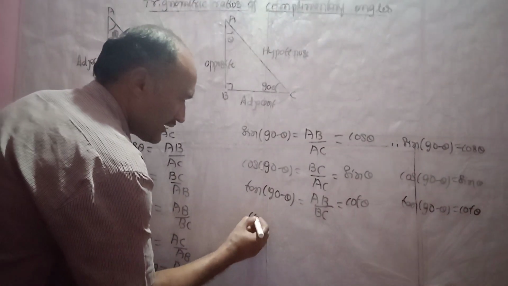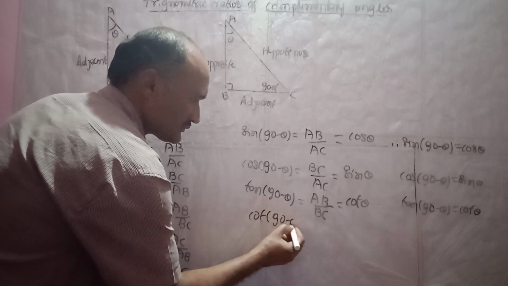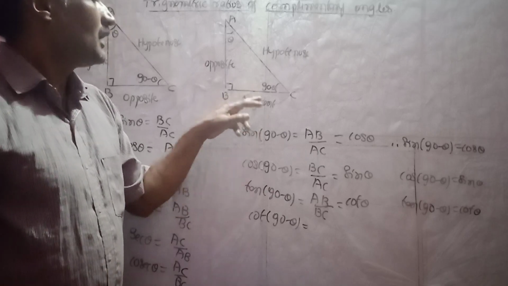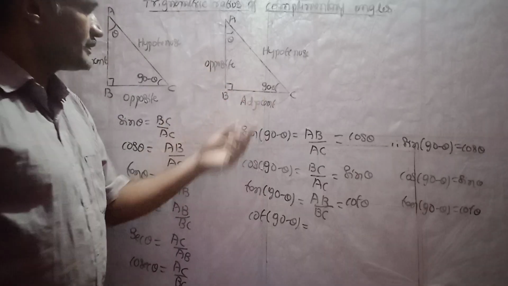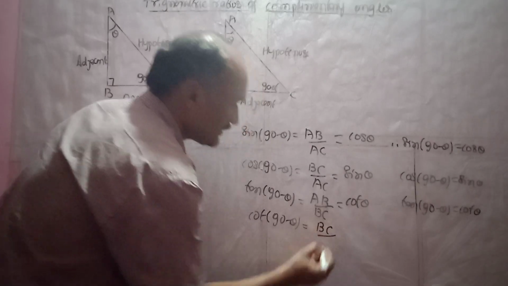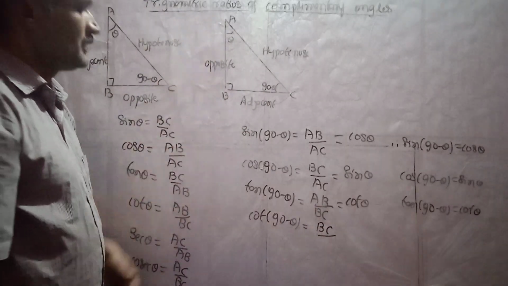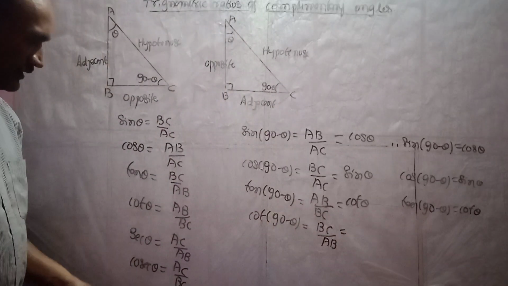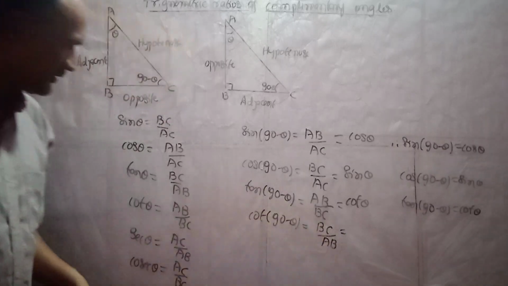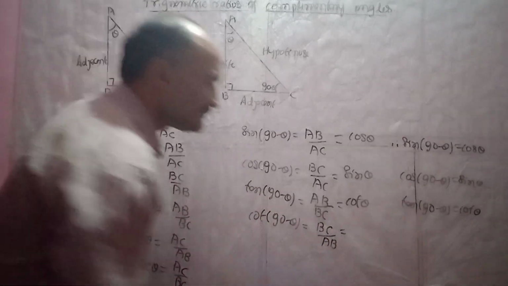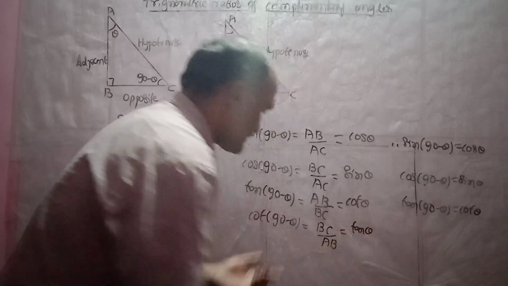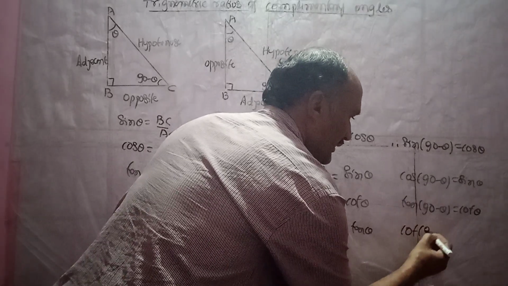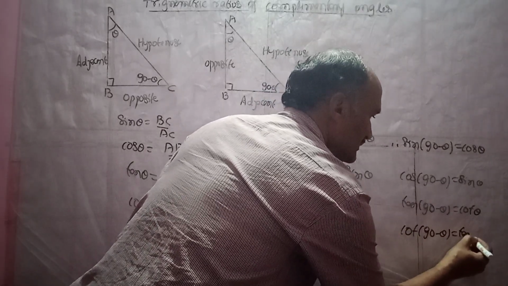Like that you can write cot 90 minus theta. With respect to this, cot 90 minus theta is adjacent side divided by opposite side. Adjacent is BC, divided by opposite AB. So BC divided by AB ratio is nothing but tan theta. Means cot 90 minus theta is equal to tan theta.